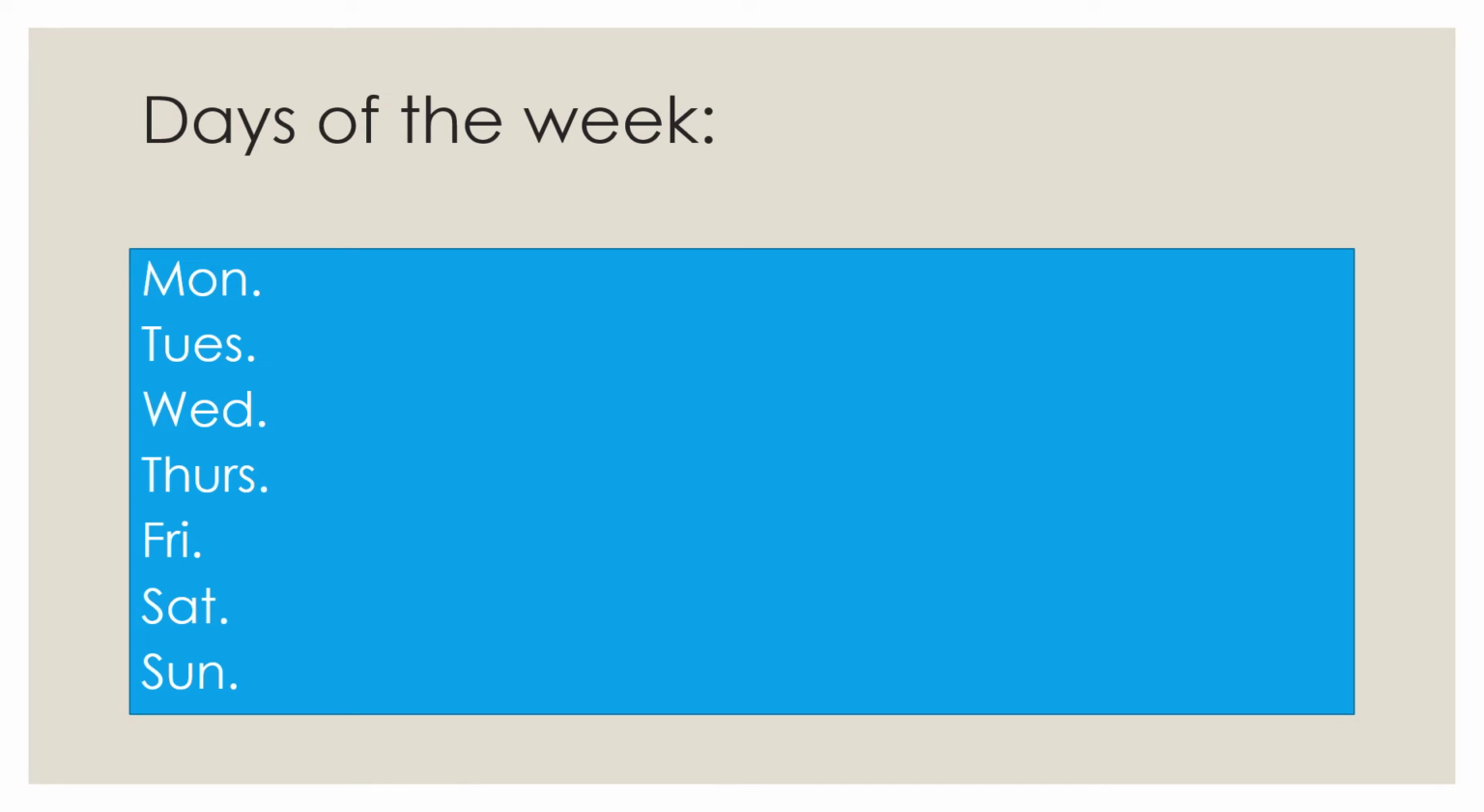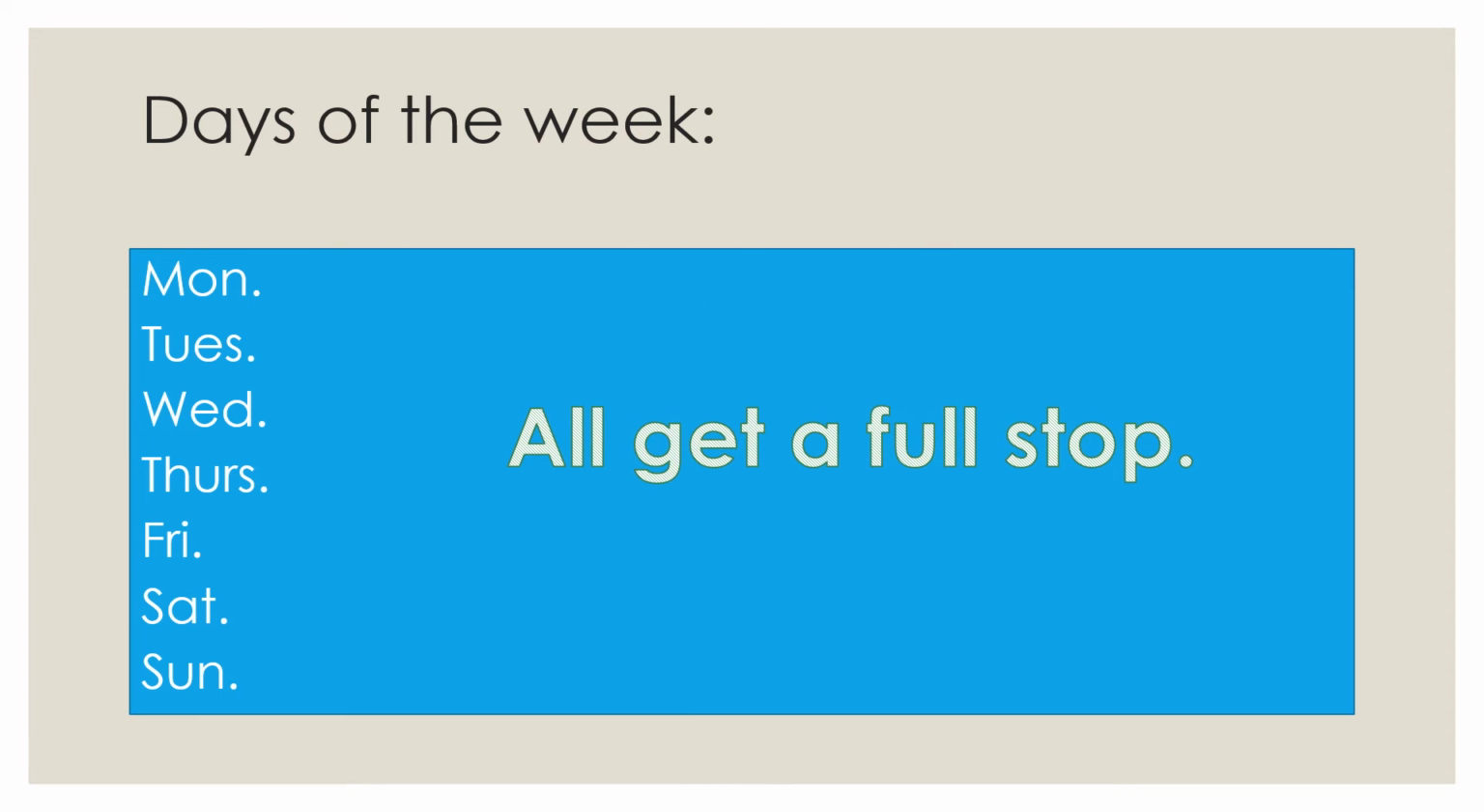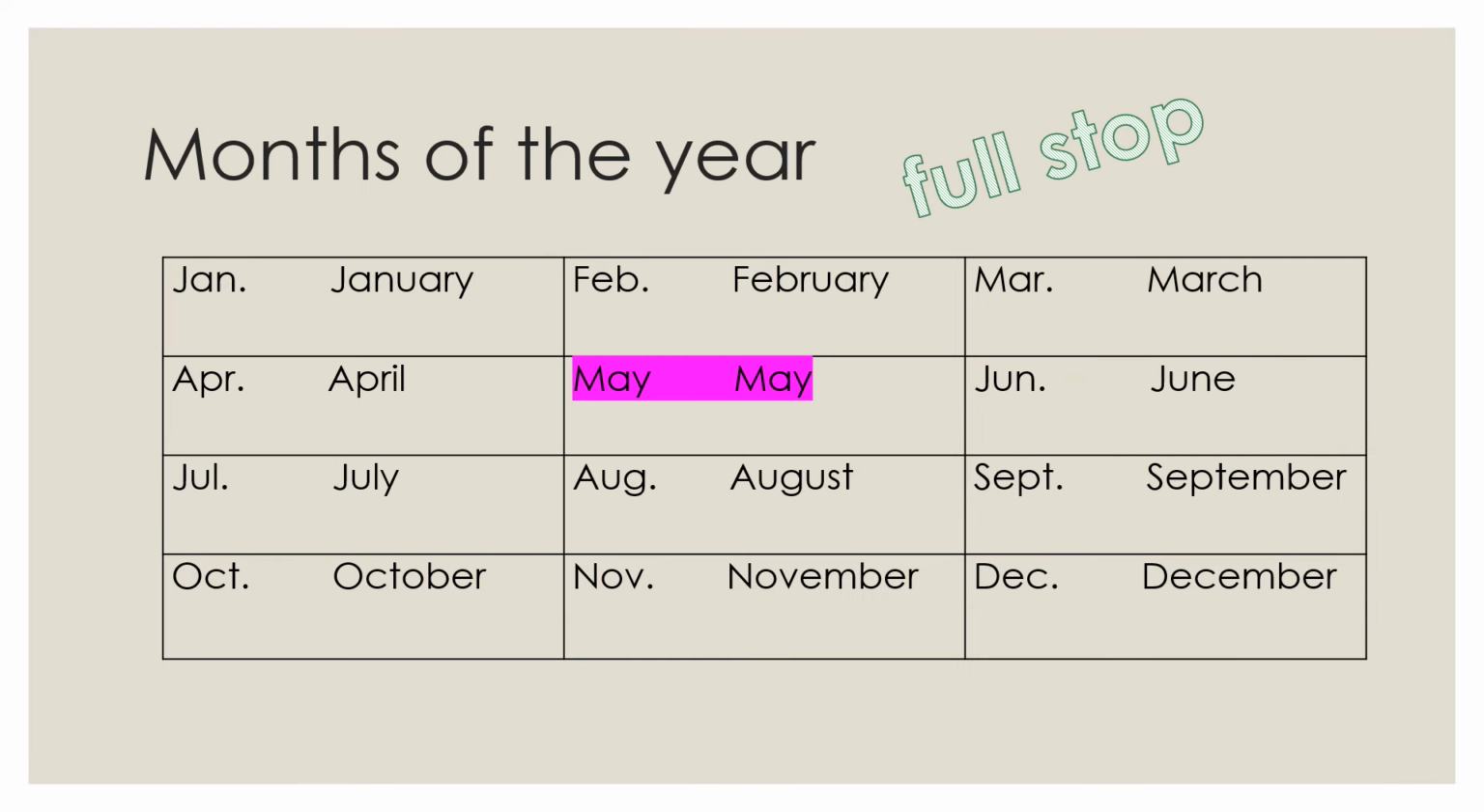Days of the week are easy to abbreviate. It's usually 3 or 4 letters of the beginning of the word, and you guessed it, all get a full stop. Months of the year, most of them will get a full stop as well, except for May because it does not need to be abbreviated. It's already a short word. So let's look at February, for example. We abbreviate it as Feb, and we must use a full stop.